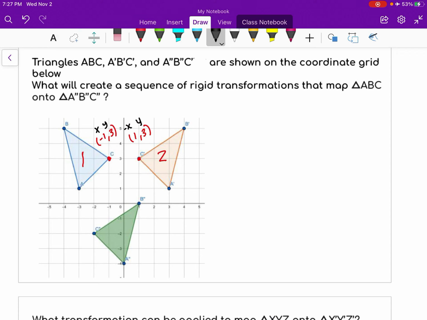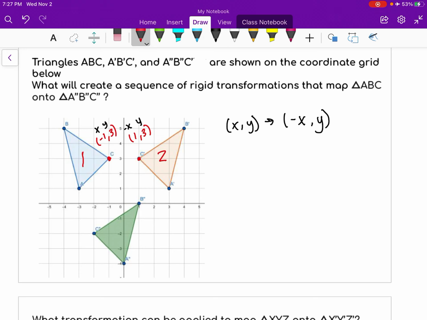So we're going to rewrite that as an algebraic description. Our algebraic description should say that x, y transforms into negative x, positive y. And if you know your rules, you should already know that this is representative of a reflection over the y-axis.